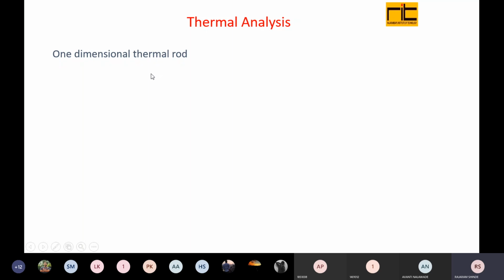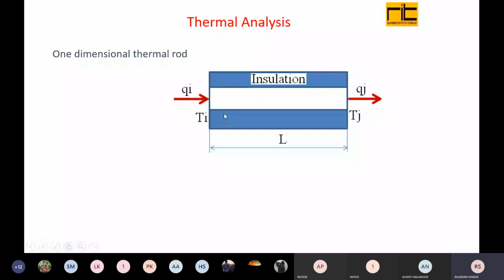Now for that purpose, I will take one dimensional thermal rod. Suppose this is a one dimensional thermal rod here. This white section is a thermal rod and it is insulated on its periphery, so heat is flowing only in one direction. Heat coming through this surface is going out through this surface. That means the amount of heat coming through this surface is the same heat going out of this surface. It is not going in lateral direction.